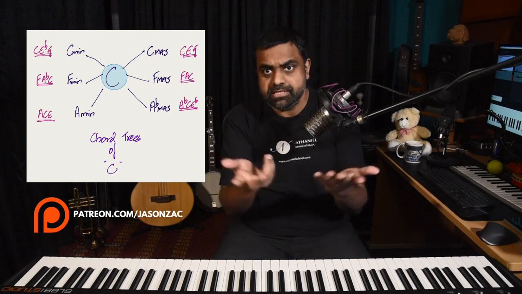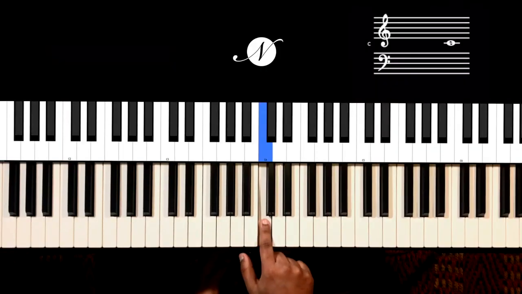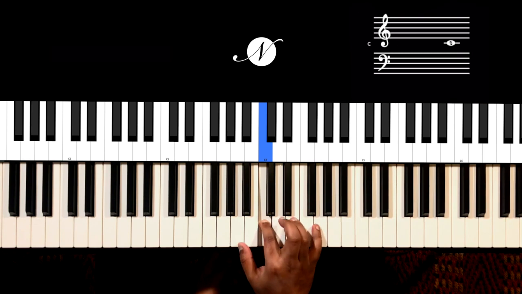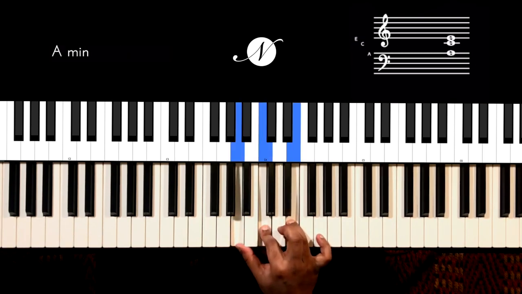And then we ask ourselves the next question, or in this case, in this lesson, the final question, where C is the minor third of what chord? The answer will then be A minor. So in the A minor chord, C exists as the minor third.